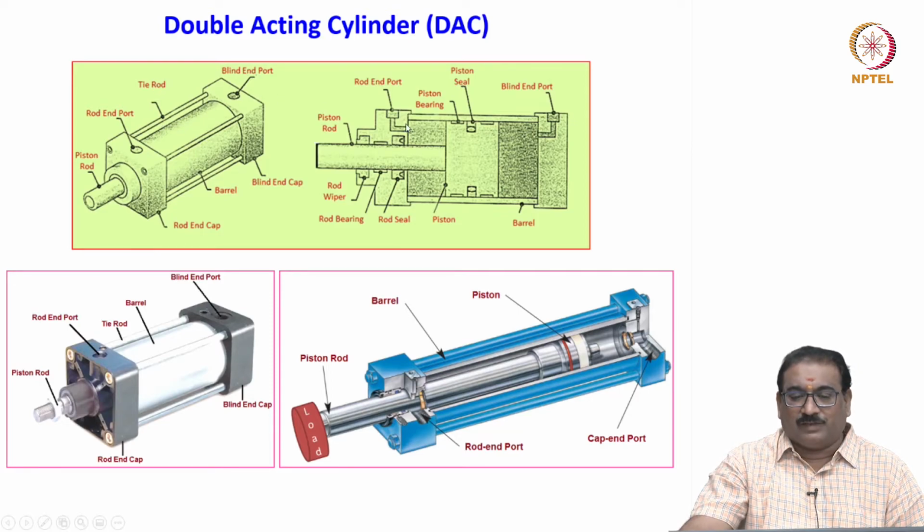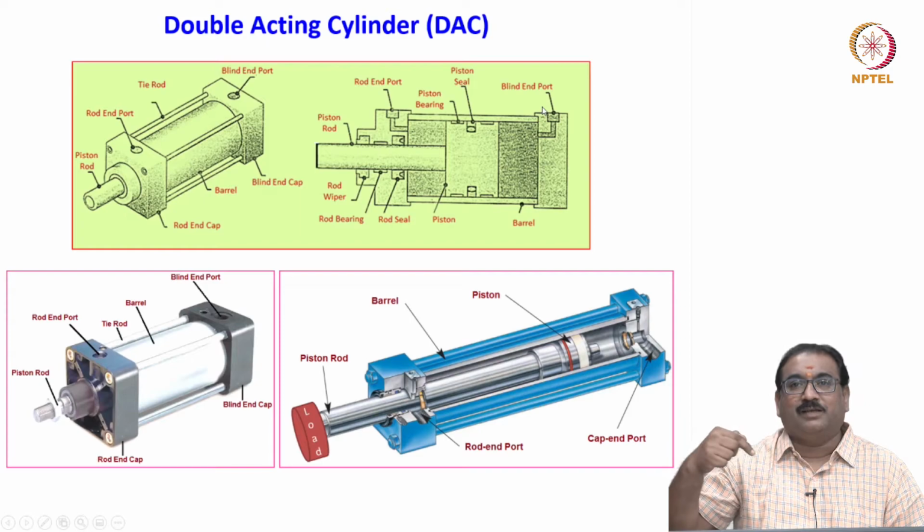The cut section of this I have shown you here: the piston rod, rod wiper, rod bearings, and the rod end port and a blind end port. Here these are the various types of seals. This is the bore diameter, the inside diameter of the cylinder.